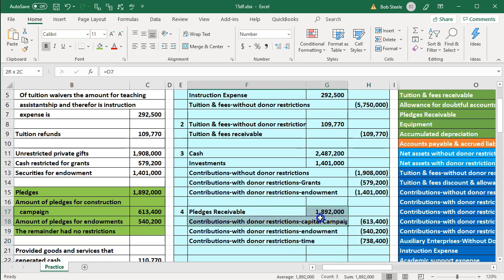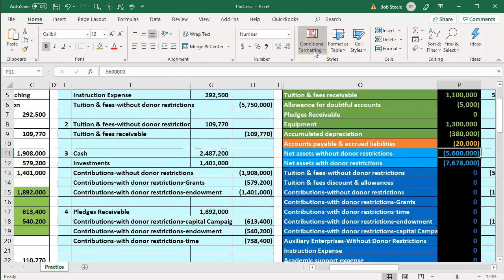All right, let's post it. We're going to be up top. We're in the pledges receivable first. So I'm going to go to the right. Going to scroll up top.